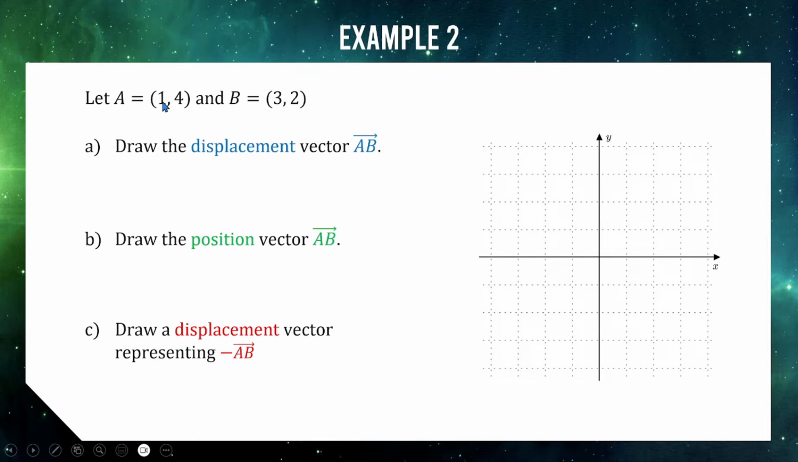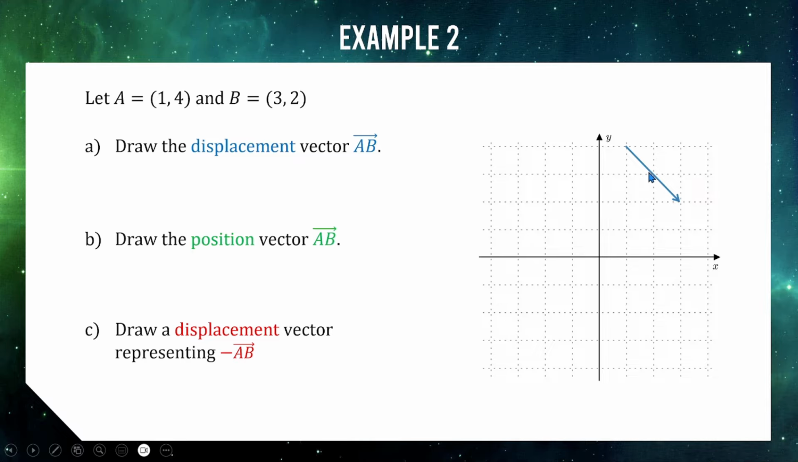We have 2 points, A and B. 1, 4, and 3, 2 are our coordinates of A and B. We are going to draw a displacement vector for AB. So remember the difference between a displacement vector and a position vector. Displacement can be anywhere. Position has to start at the origin. So there's our displacement vector starting from 1, 4 up here, going down to the point B, which is 3, 2 right there. So 1, 4 here, 3, 2 there. So there is our displacement vector.